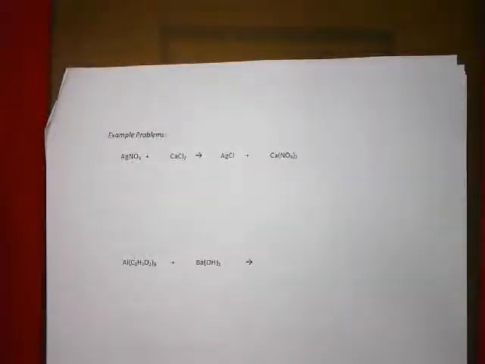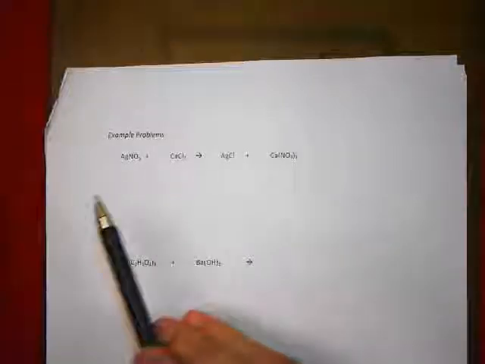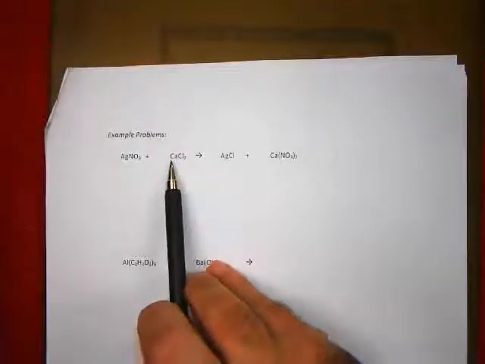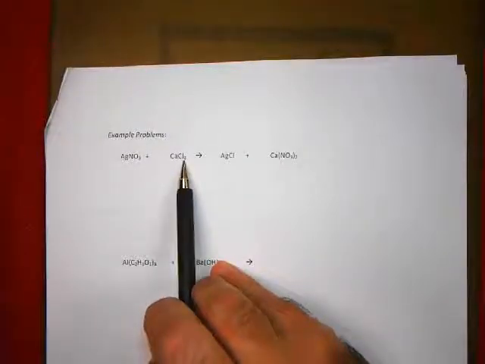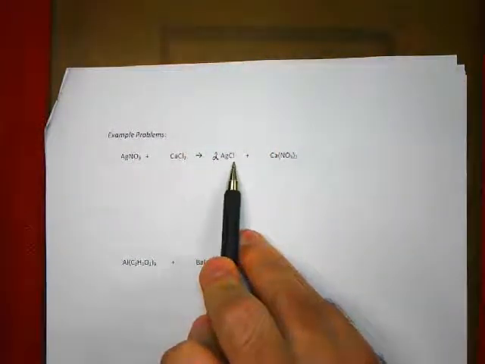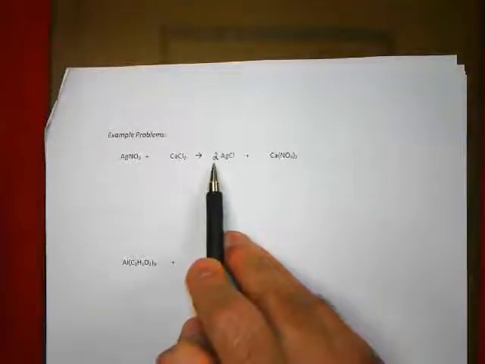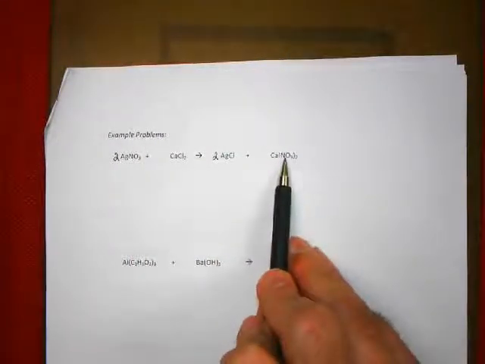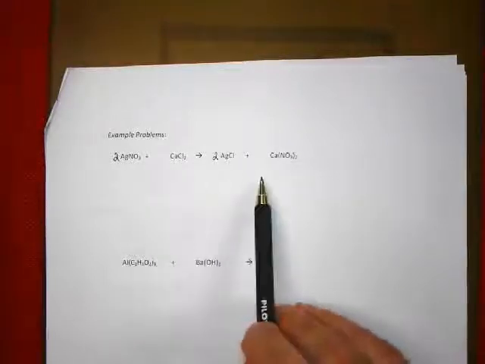Our first example problem here is silver nitrate plus calcium chloride yields silver chloride and calcium nitrate. So the first thing we have to do is look to see if this equation is balanced, and it is not. So if we look, we have one silver, one calcium, but 2 chloride ions. So if we put a 2 in front of the silver chloride as a coefficient, we're good with chloride. But now that changes our silver. So if I put a 2 here in front of the silver nitrate, that gives me the 2 silver, but it also gives me 2 nitrates. But we're good because we have 2 nitrates on this side. So everything is now balanced.